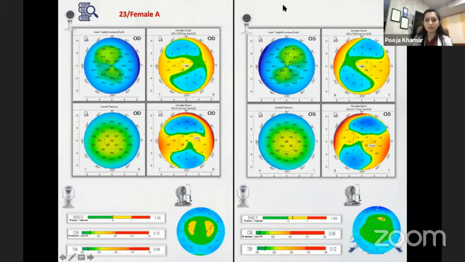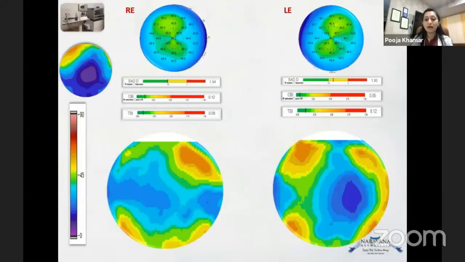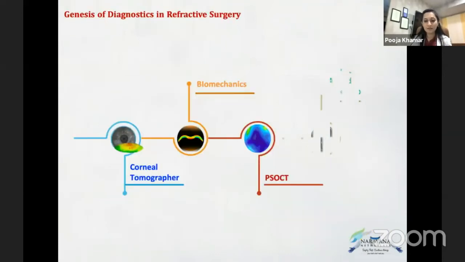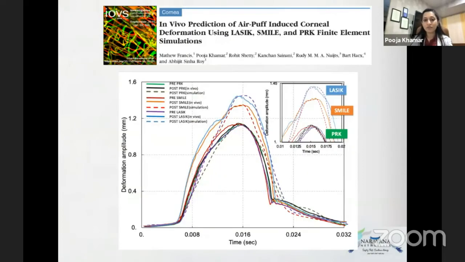to look into details. CBI is normal, BAD-D is towards the suspicious side. PSOCT is on the weaker side. So this is one case where we need to be a little bit watchful, and sometimes we have to dig in deeper. This is also a software, an AI-based prediction.